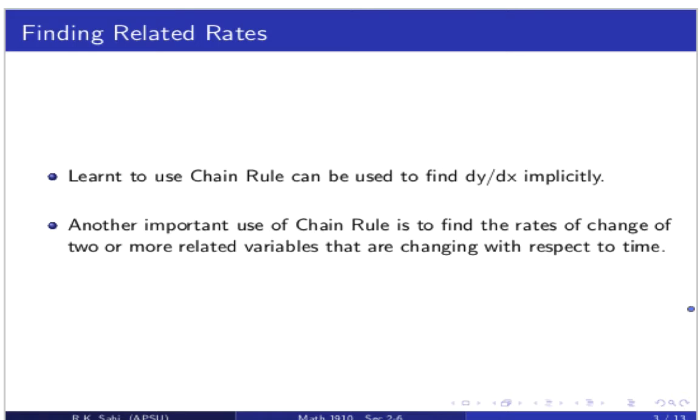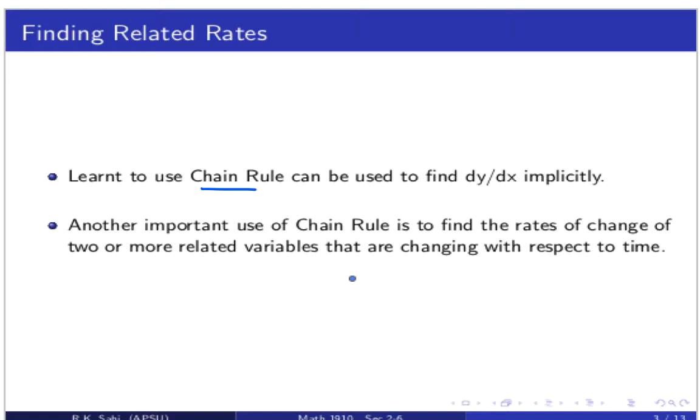So let's begin with finding related rates. Now, keep in mind that we have talked about chain rules and how they can be used to find a differential of a function implicitly. Remember, when we have implicit functions, we do implicit differentiation. And in order to do implicit differentiation, chain rule was a major factor.